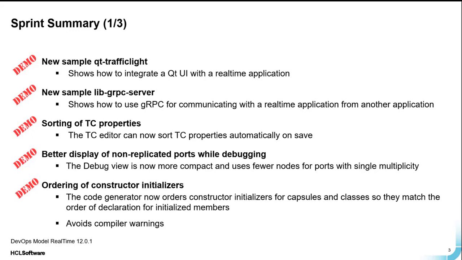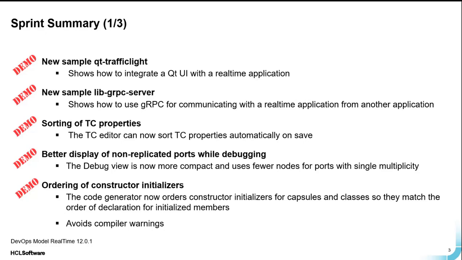Then we have also worked on improving the TC editor so that now when you save changes in the TC editor, it can automatically sort the TC properties alphabetically. This makes it easier to read the TC file if you're looking for a certain property, and most importantly, helps if you are developing in parallel. Many people are changing in the TC. That reduces the risk of conflicts.